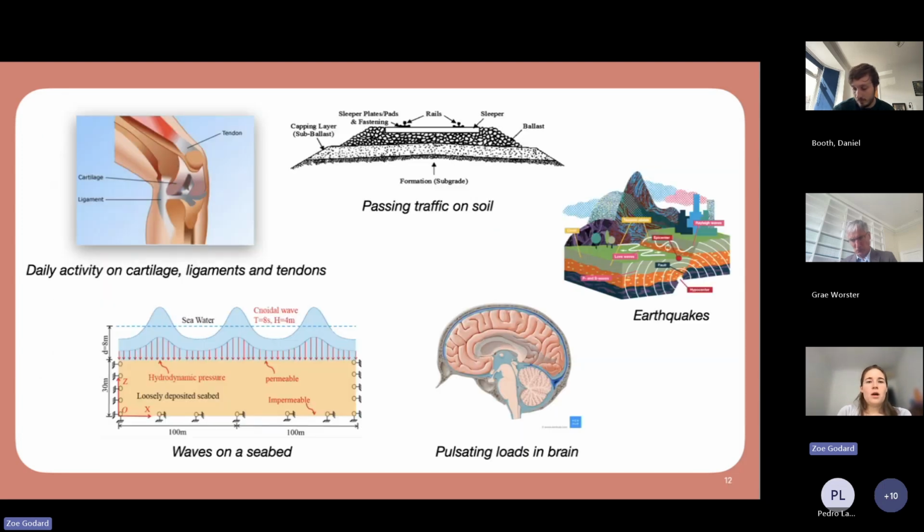And I wanted to highlight as well that this model doesn't just apply to tendons. Other biological tissues, first of all, can be modeled in a very similar way, like cartilage and ligaments, also the brain. But other non-biological systems can also be modeled using this framework. A lot of other systems undergo this cyclic loading and exhibit heterogeneity. So passing traffic on soil, earthquakes, waves on the seabed, all of these systems can be modeled in this sort of framework.